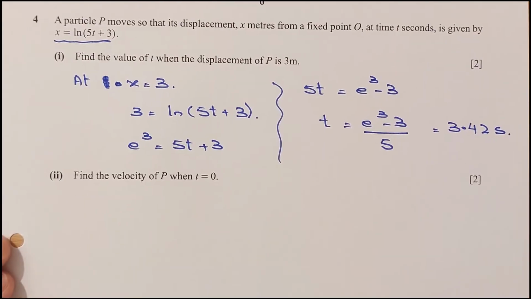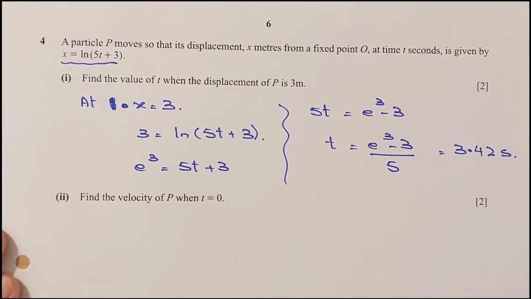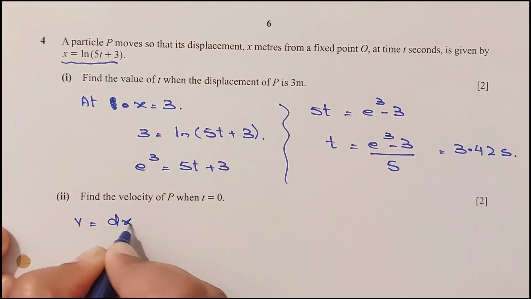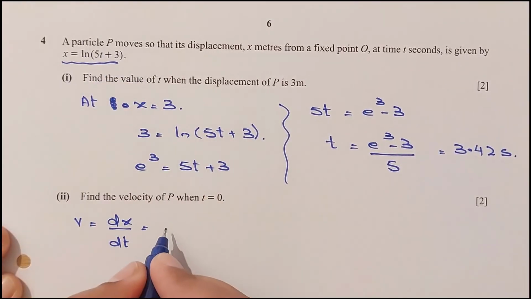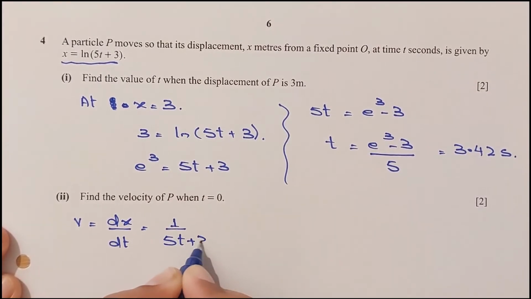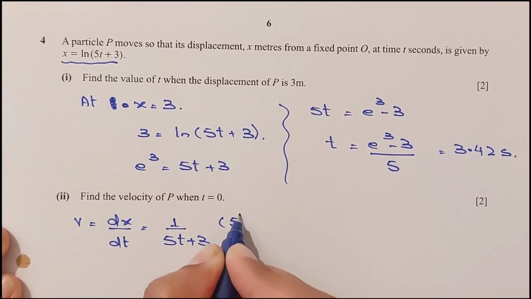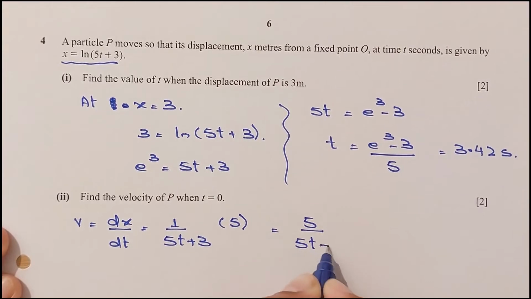Now for the second part, find the velocity of the particle when time equals 0. The displacement is given, and velocity is the derivative of displacement with respect to time. So we have to differentiate this. The derivative of natural log is 1 over 5t plus 3, times the derivative of 5t plus 3, which is just 5, right? So this is 5 over 5t plus 3.